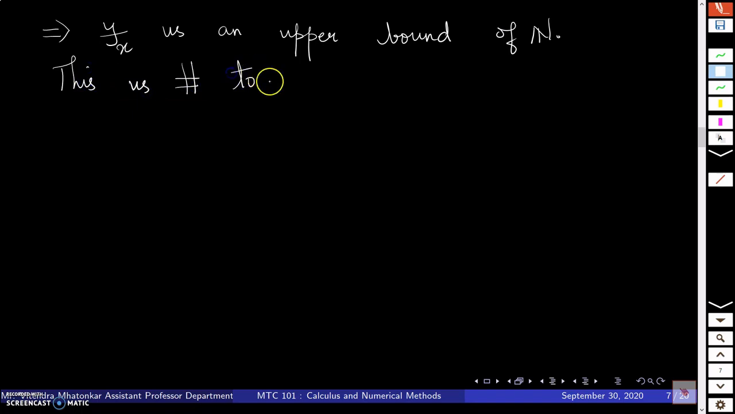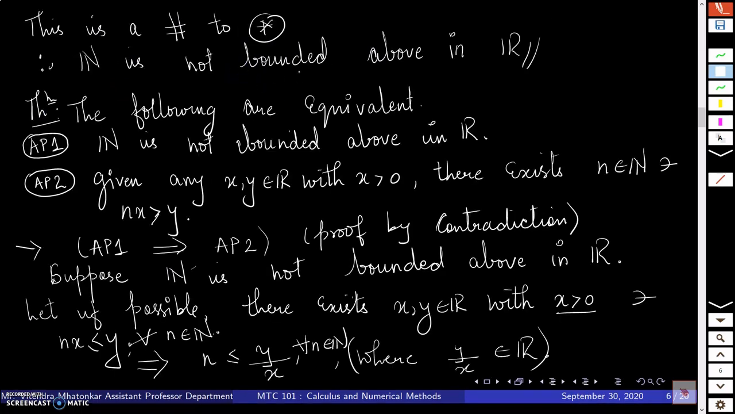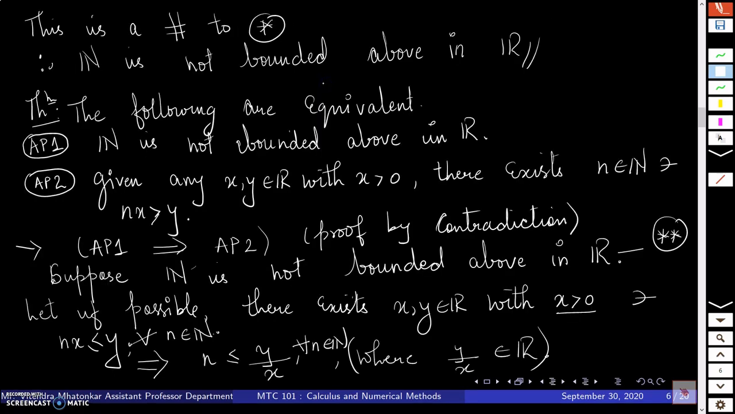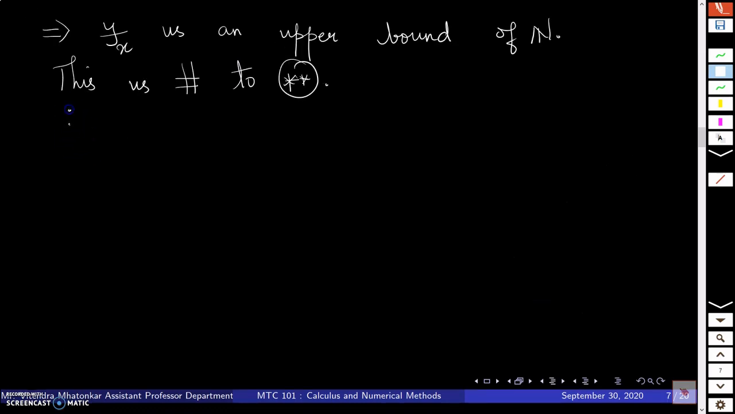Okay, so this is a contradiction to our assumption. That is, I can give some name again to this. Let's say double star I can use, maybe, because we've already used a single star. So that's a contradiction to double star. Okay, and why are we getting this contradiction? Because we assumed the statement Ap2, the second form of Archimedean property, is false. And therefore the statement Ap2 holds true.